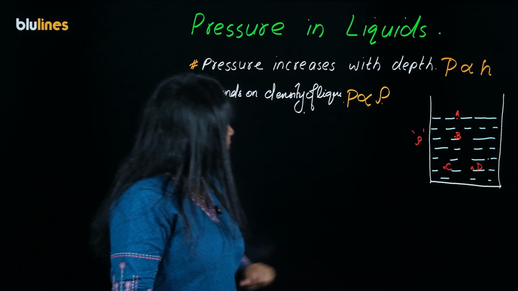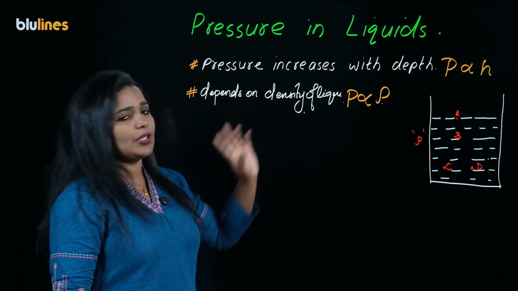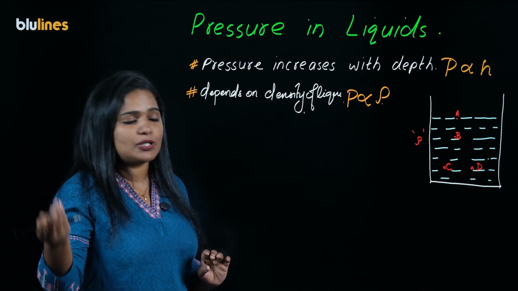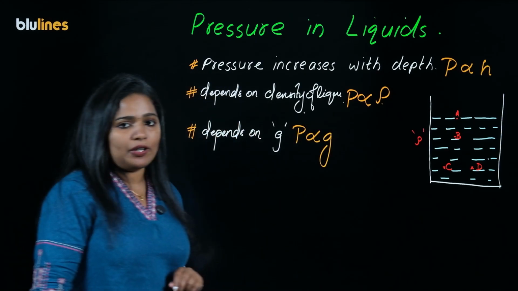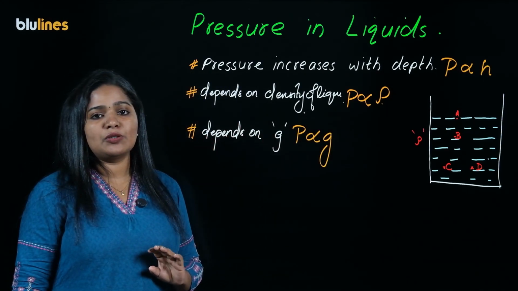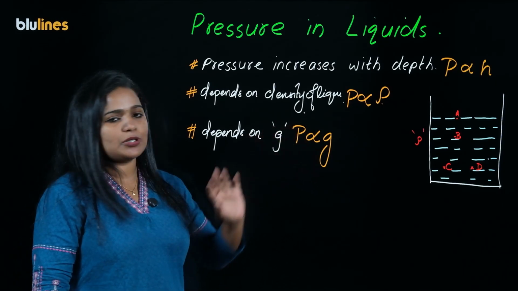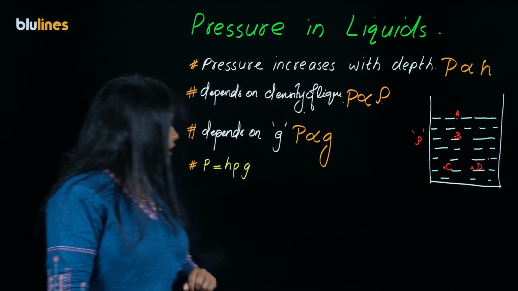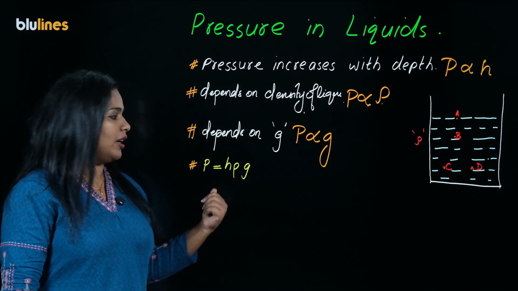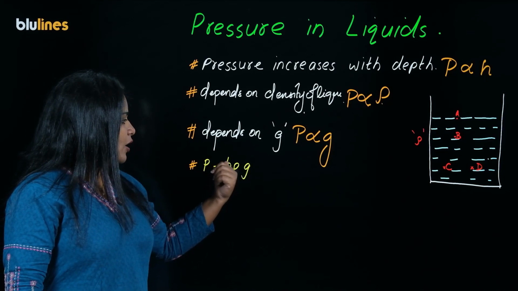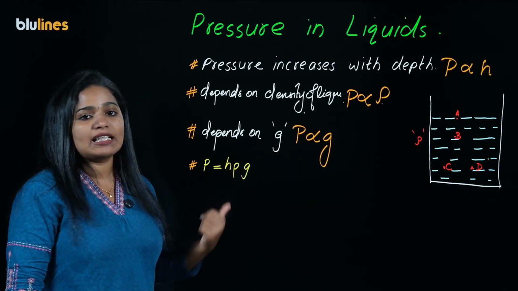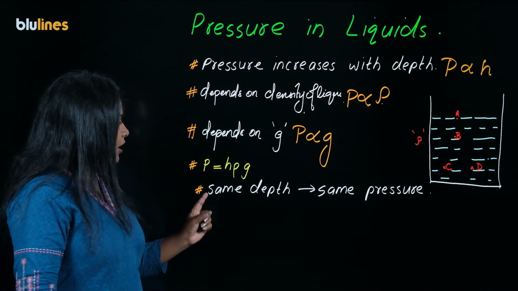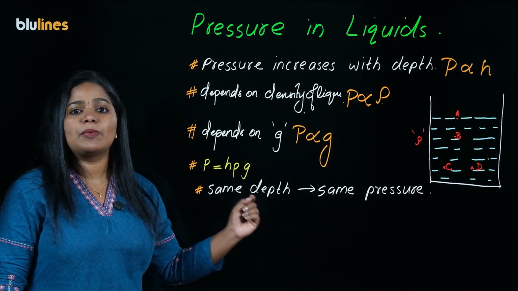And what's the second point? It depends on density of liquid, that is P proportional to rho. Different densities exert different pressure. Third point is, it depends on acceleration due to gravity G, that is P proportional to G. So, these dependences give you an expression, P is equal to H rho G, where H is the height of the liquid column, rho is the density of the liquid and G is the acceleration due to gravity.